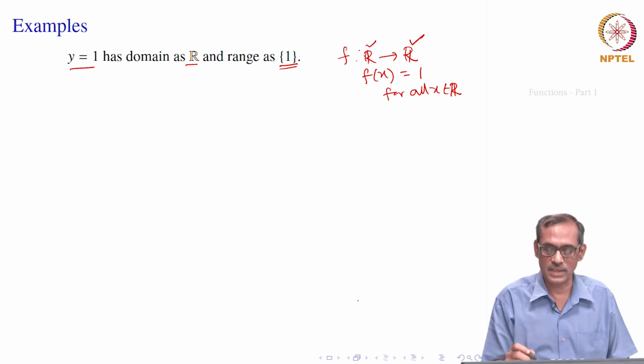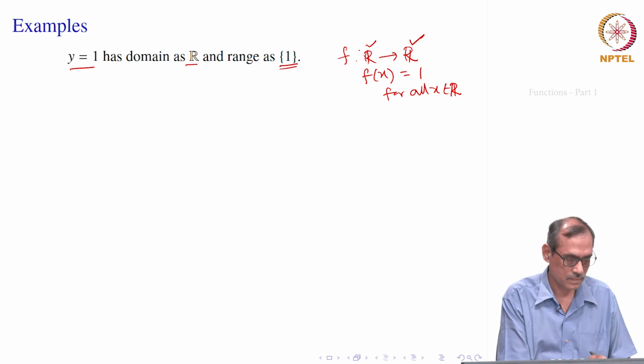Instead of 1, suppose you write some other number, say pi, then that will be the constant function f of x equal to pi, but that is also called a constant function. It is a generic one. By changing this constant, we will get different types of constant functions.